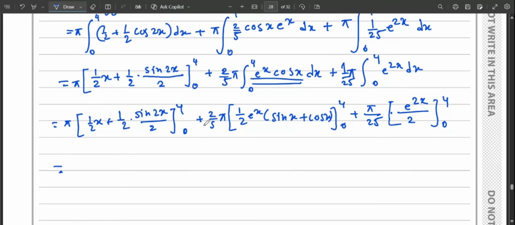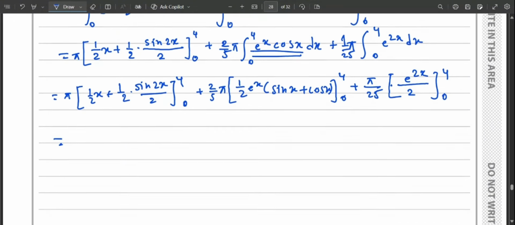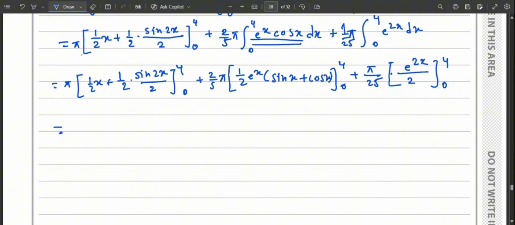So now we can calculate the value for them individually, or we can combine them. I'm going to calculate the value of them individually. So we have to put x equals 4 in our expression, and then we have to subtract x equals 0 from our equation, and we will do this for every single term.